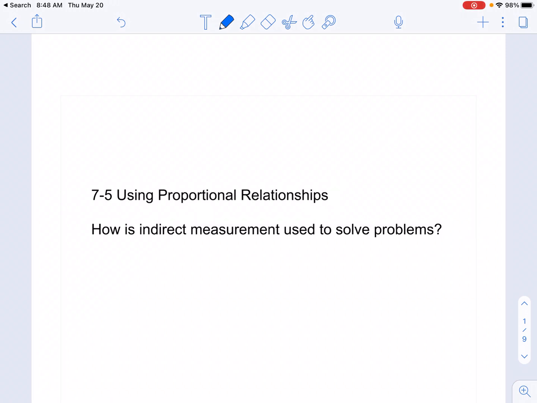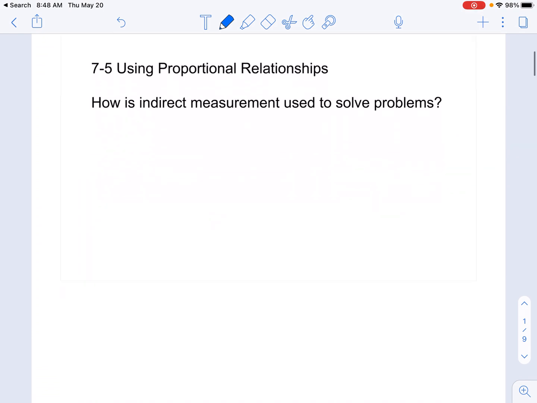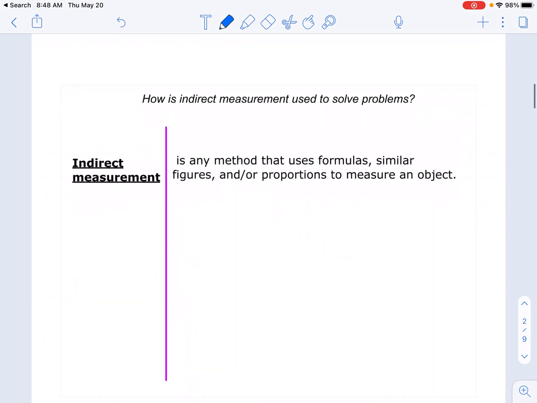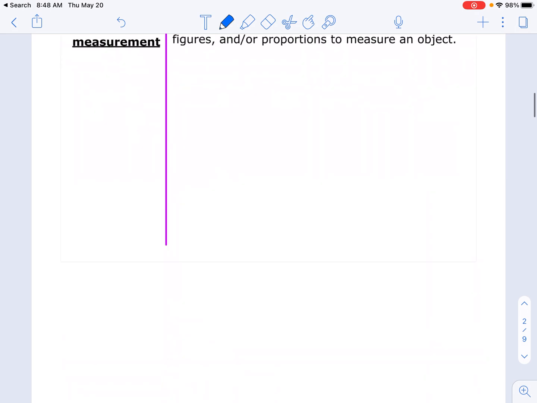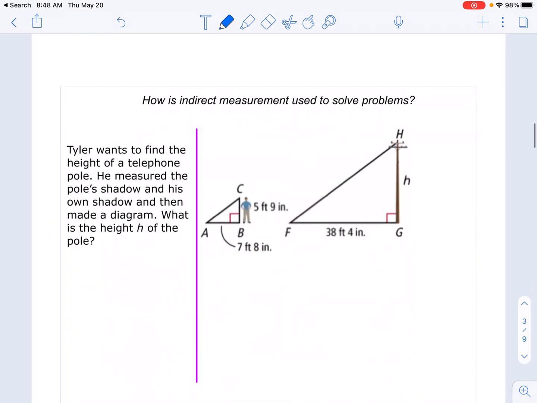7.5. Using proportional relationships. How is indirect measurement used to solve problems? Indirect measurement is any method that uses formulas, similar figures, and/or proportions to measure an object. For example, Tyler wants to find the height of a telephone pole.